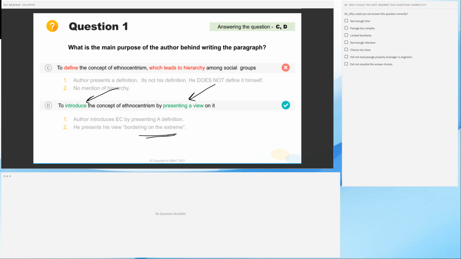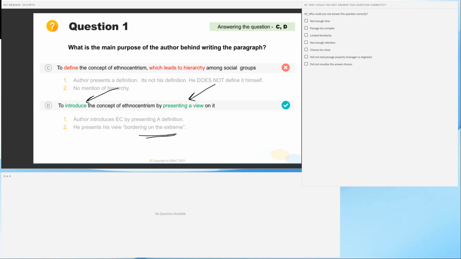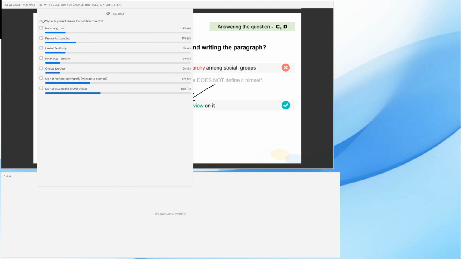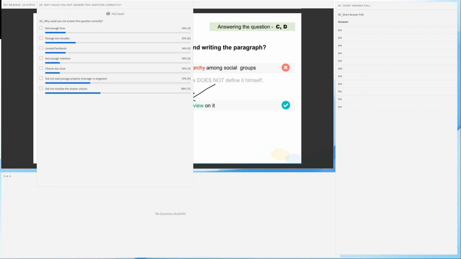Let's get a few more responses here. 3, 2, and 1. I'm going to end the poll and broadcast the results. So, not enough time. Let me tell you, this was a one-line passage, a very short passage, and I give you about 3 minutes: a minute and a half to read the passage, a minute and a half to answer questions. So I think not enough time.